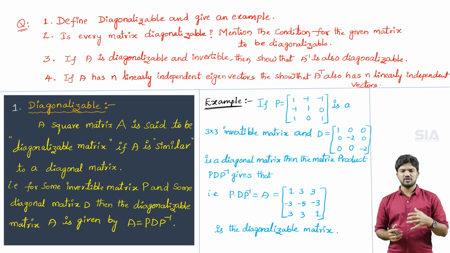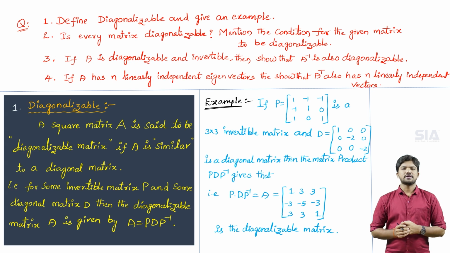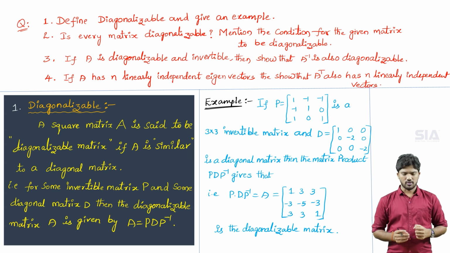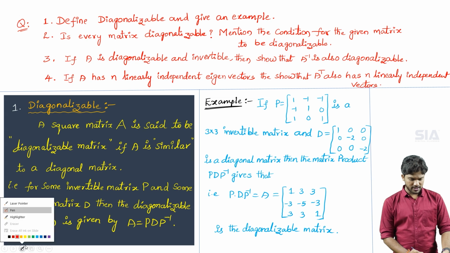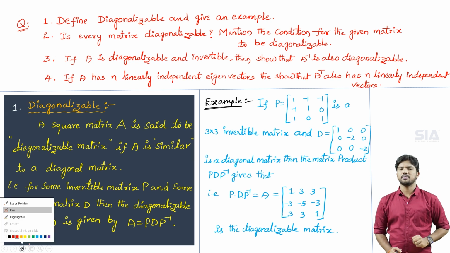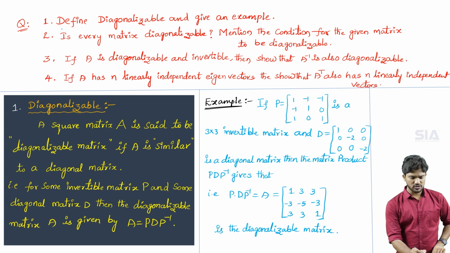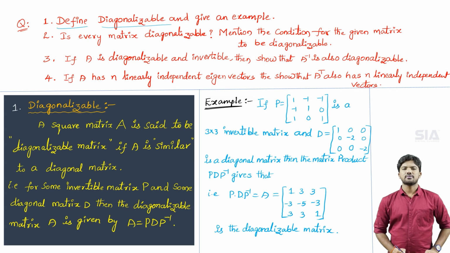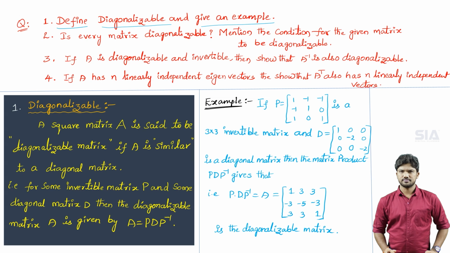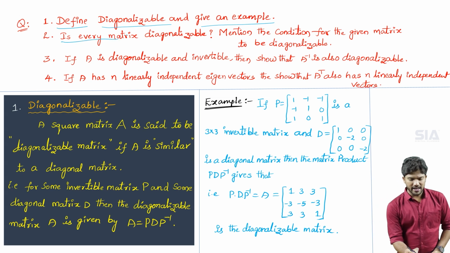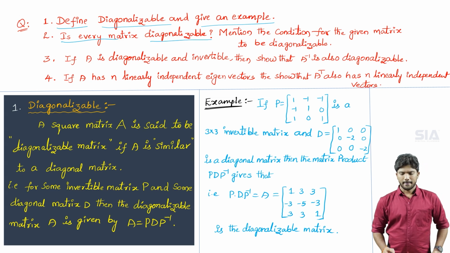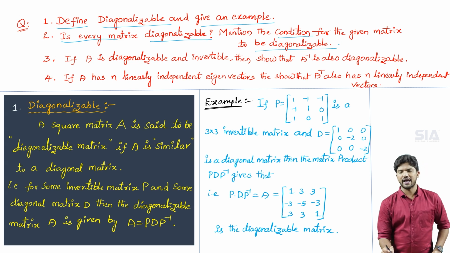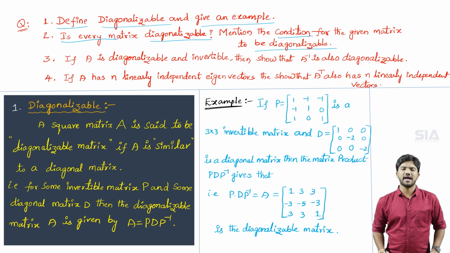So now in this lecture we are going to discuss the definition of a diagonalizable matrix, examples, and problems based on diagonalizable matrices. Okay. For short answer purposes, these four questions in this lecture are very important. Observe carefully. First question: define diagonalizable and give an example for the diagonalizable matrix. Second question: is every matrix diagonalizable? Mention the condition for the given matrix to be diagonalizable.